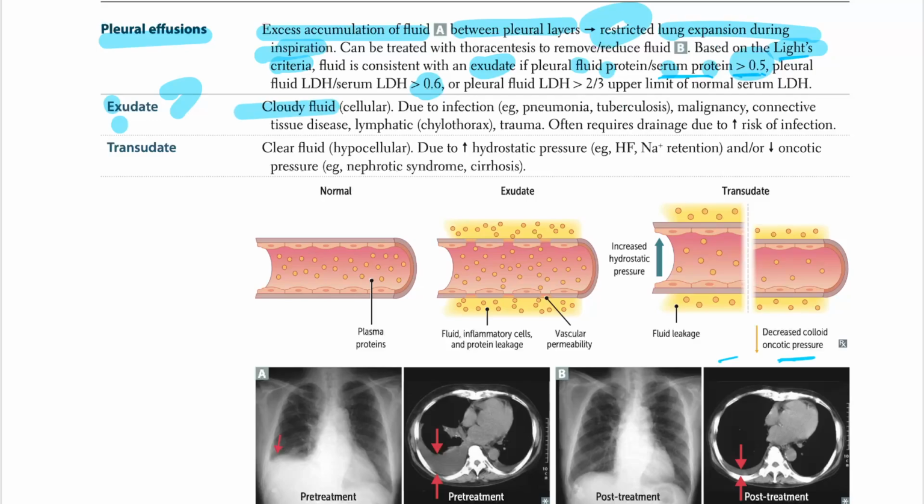Exudate is all about cloudy. It occurs due to some infections, malignancies, or connective tissue disease, lymphatic, trauma, any cause, right? But transudate is specific to an increase in hydrostatic pressure or decrease in oncotic pressure, which is caused by heart failure, sodium retention, nephrotic syndrome, cirrhosis. Okay, and it is going to be clear fluid, and that's all for this topic.